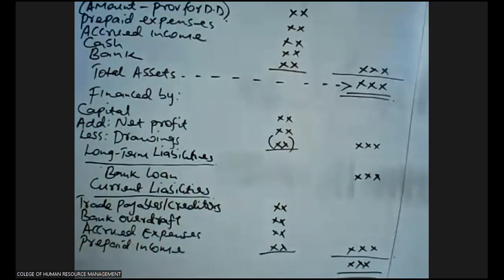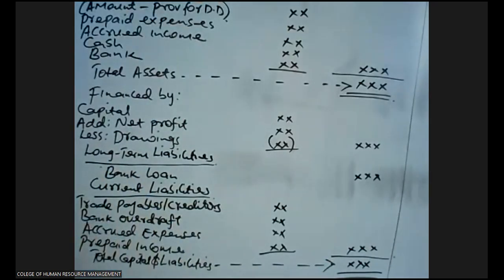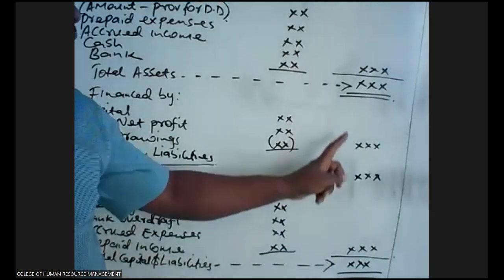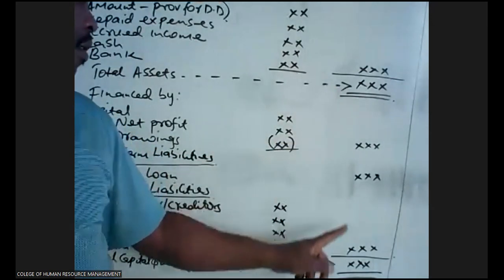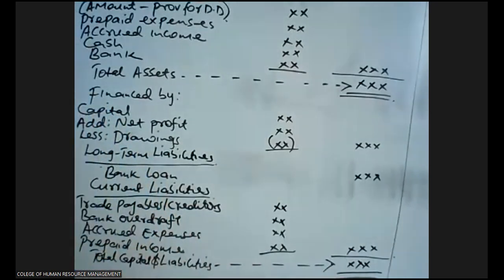Then that one we call total capital and liabilities. That figure. If all is well, this figure and this figure, they should be the same. The total assets and the figure for capital and liabilities, they are supposed to be the same. And that is the end of your statement. That is your end of the statement. So that is how we arrange them.